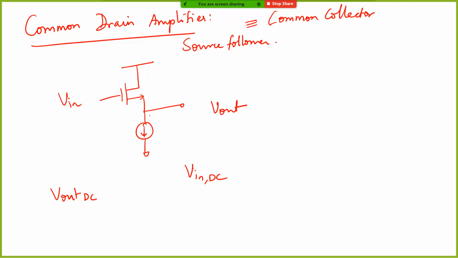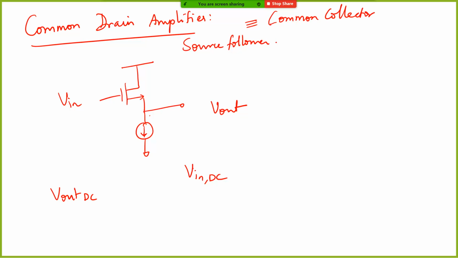Sir, if VDC is very low, then it will be in the cutoff region, so V out will be low. And if VDC is high, then it will be like a short circuit, so output will be high. Why short circuit? I didn't understand. Not short circuit, like it will be in saturation. Okay, it will leave the saturation and go to triode.